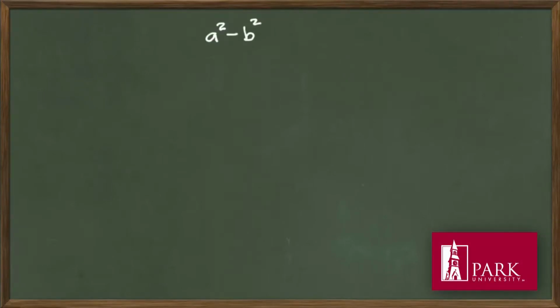So let's say that we have the expression a squared minus b squared. Well, it turns out that this is actually factorable, and it will factor into a plus b times the quantity a minus b. And we can use this fact in order to factor expressions that look like a squared minus b squared. In other words, expressions that are the difference of two perfect squares. So let's go ahead and take a look at an example.